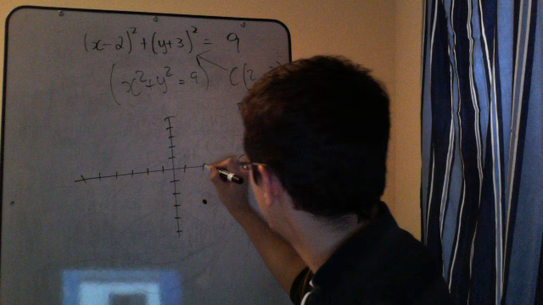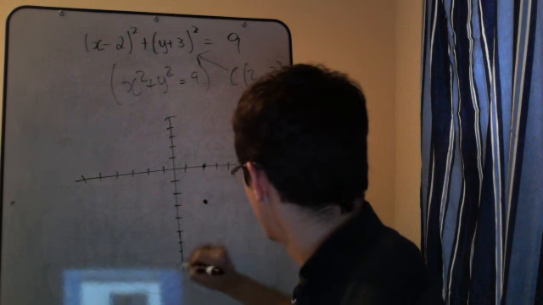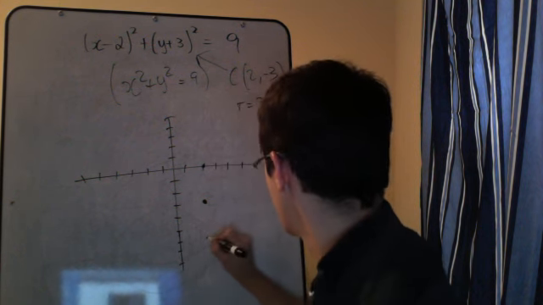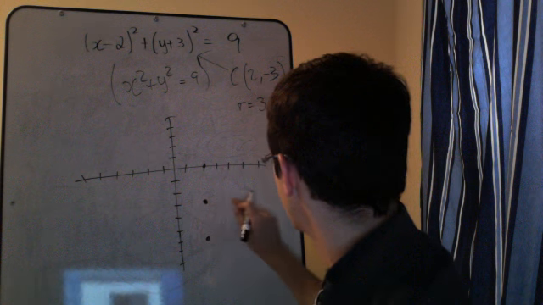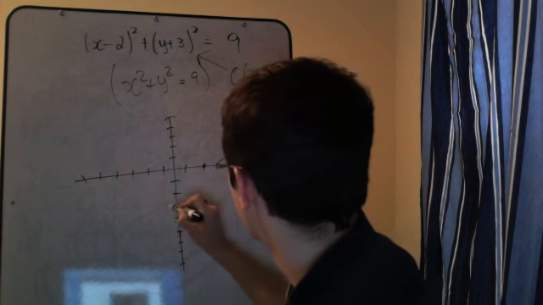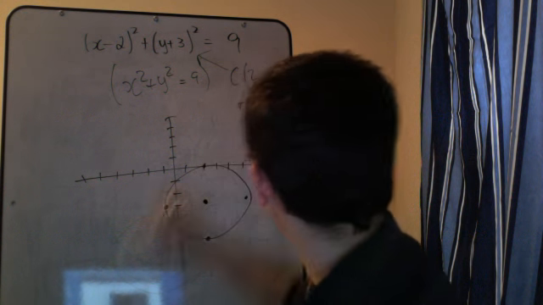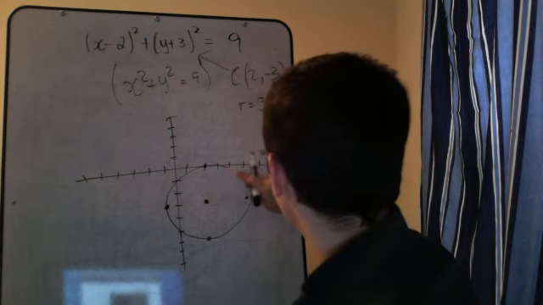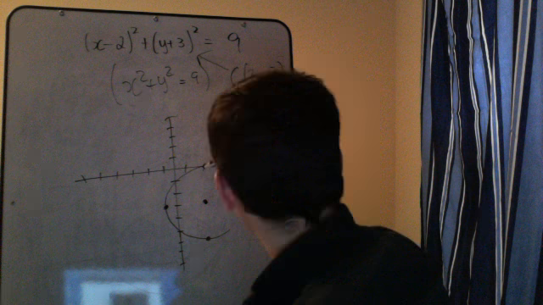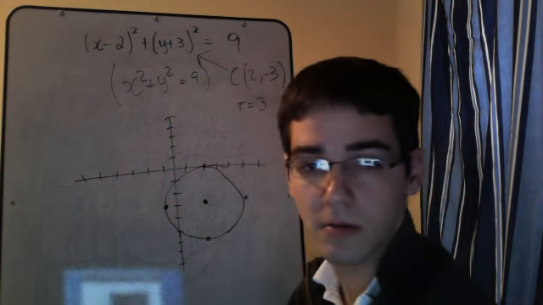1, 2, 3. 1, 2, 3. 1, 2, 3. And 1, 2, 3. And connect the outside dots. Oh, Lord. I swear, I don't know what I'm doing anymore. I just cannot draw. You get the general idea, right?